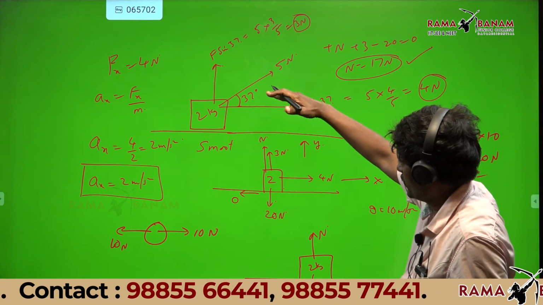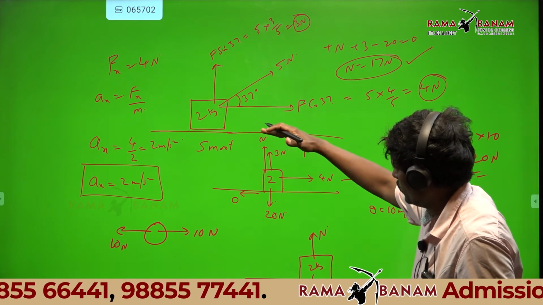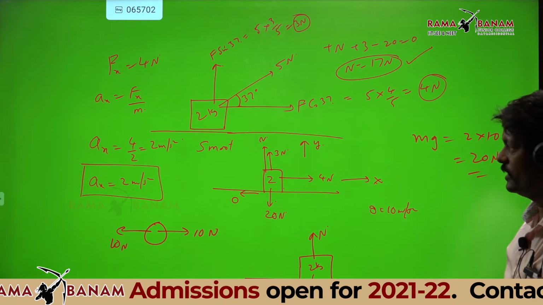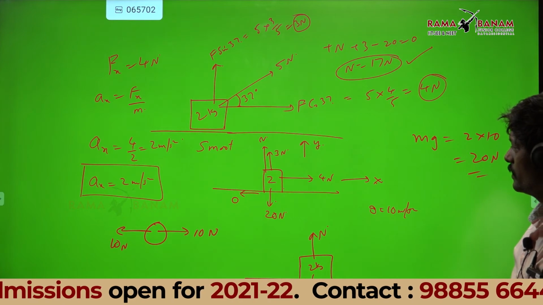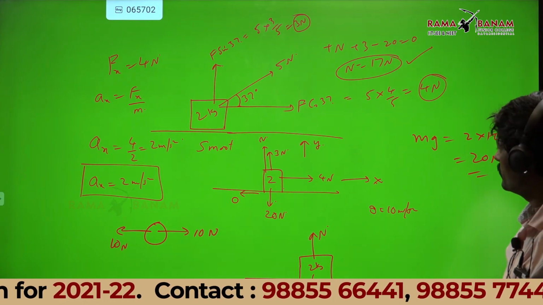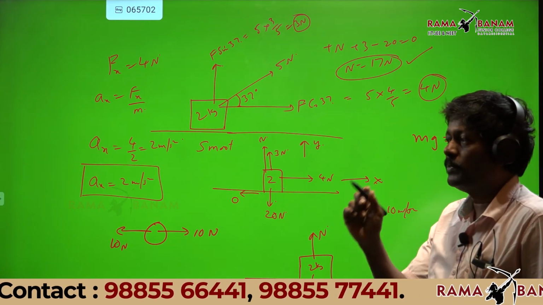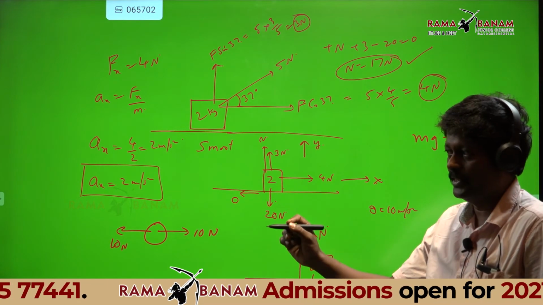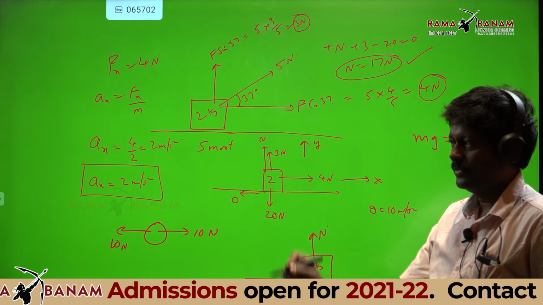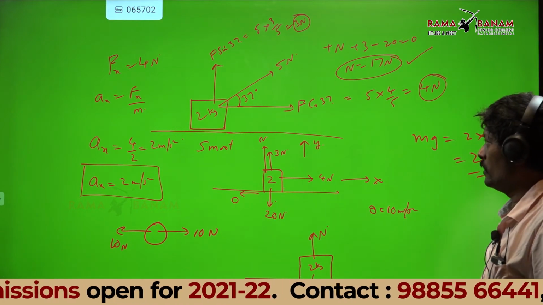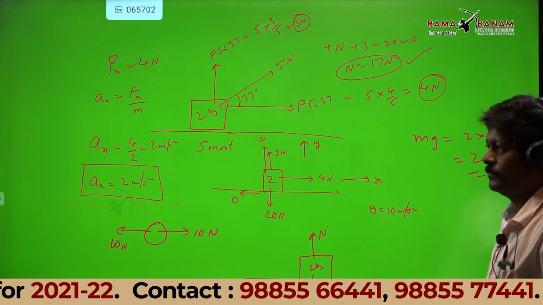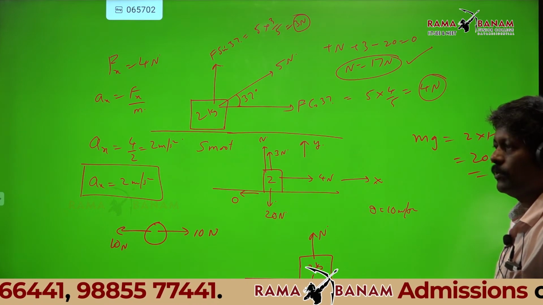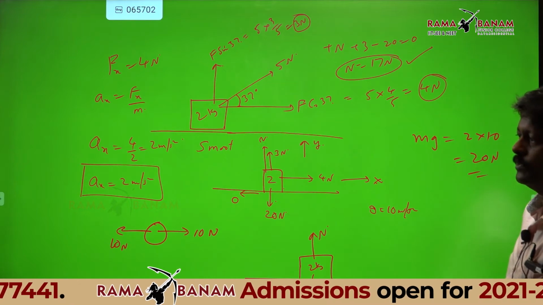Upward force is N plus 3, downward force is 20. N plus 3 equals 20. So N is 17, that is all. And remember, weighing machines record normal reaction only. Write that point: weighing machines record normal reaction only.